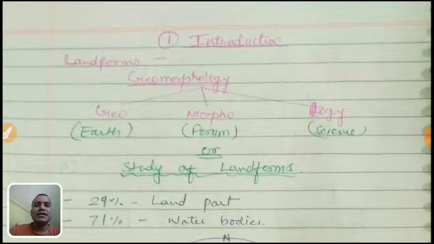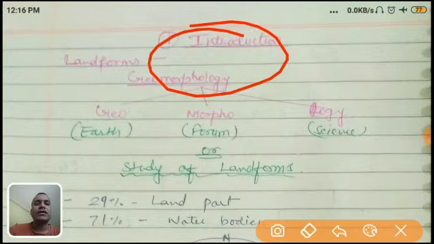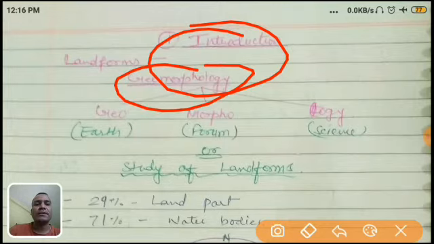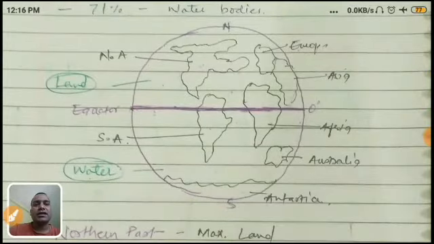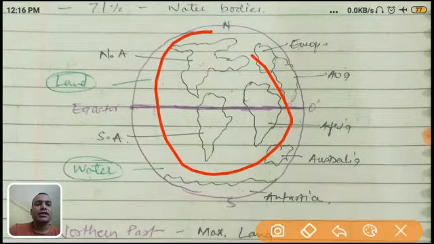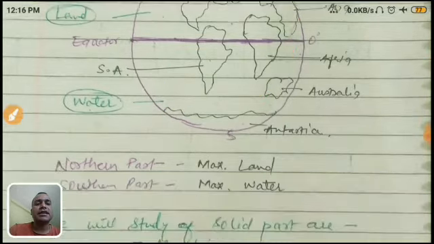Last time we already discussed chapter number 5, Landforms of the Earth, the introduction. We discussed what geomorphology is and how it is formed, landforms, and this diagram. Then the northern hemisphere, southern hemisphere, and the continents. All this we already discussed last time, and the maximum part is the landforms.